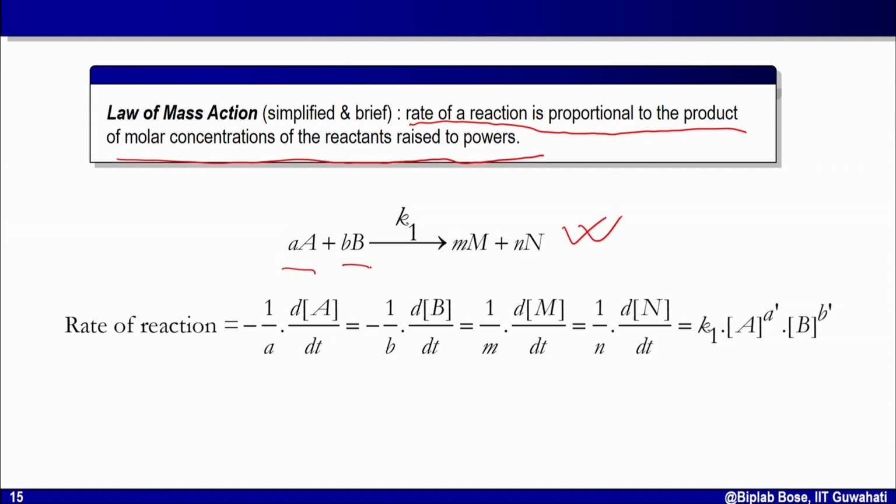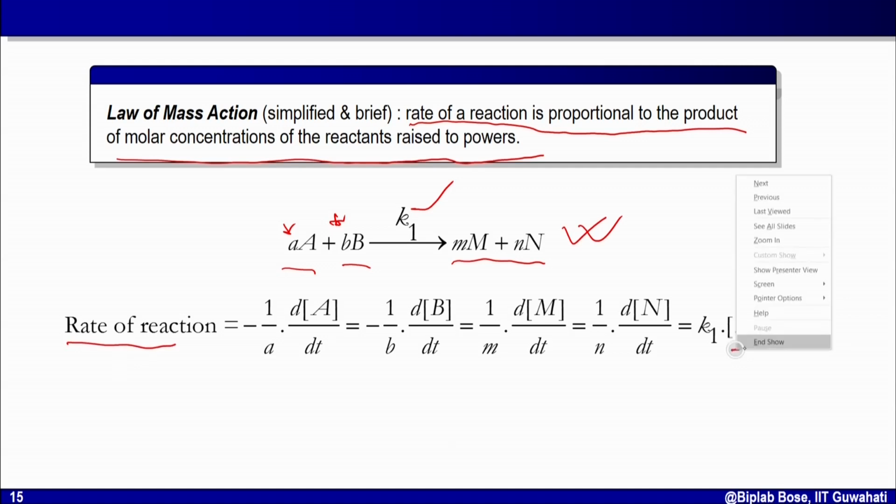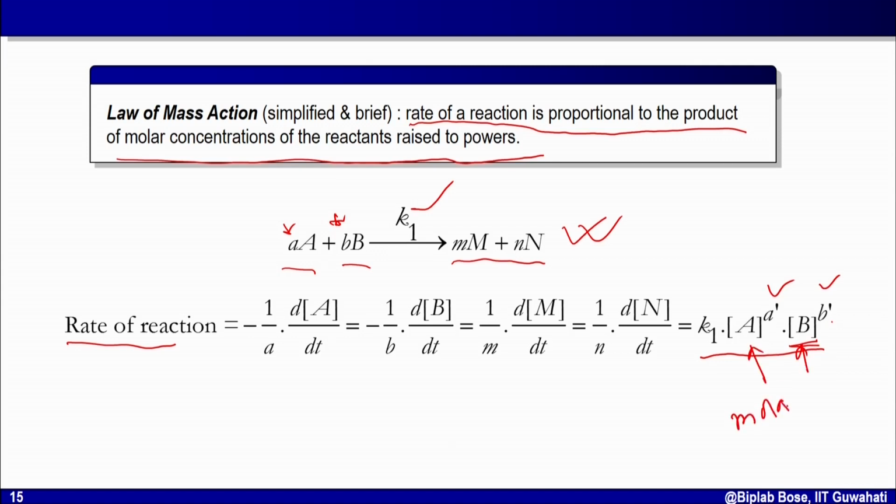So take an example. A is reacting with B. The small a and small b are stoichiometric constants, giving rise to M and N with a rate constant K1. So the rate of reaction should be proportional to the concentration of each of these reactants A and B raised to the power. So it is written as rate of reaction is equal to K1 into concentration of A to the power a, into concentration of B to the power b. Remember, both these in square brackets are molar concentrations.